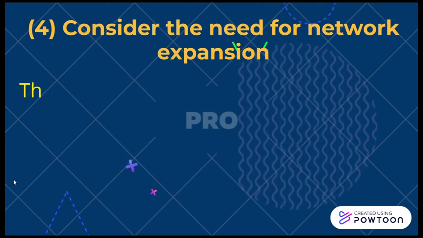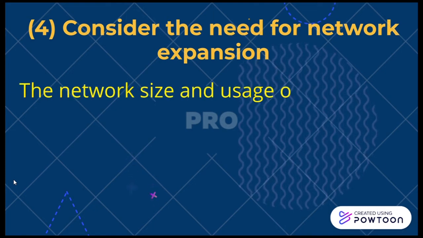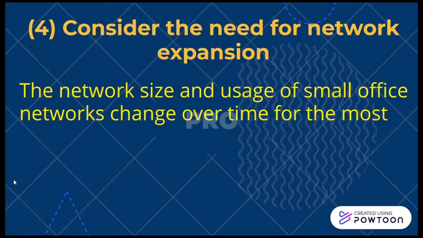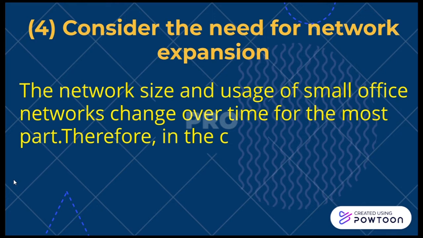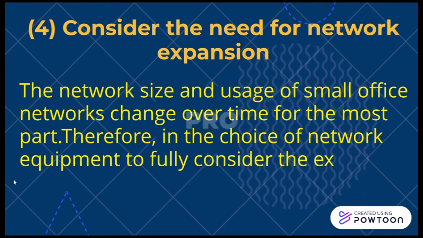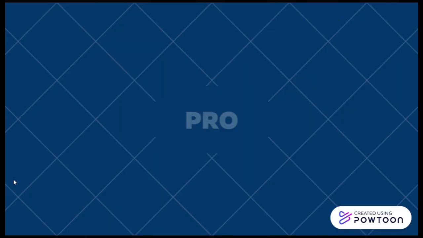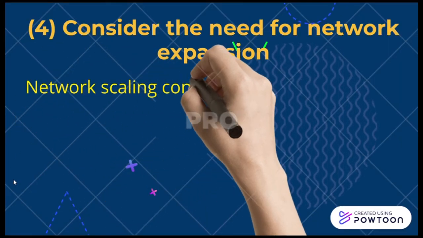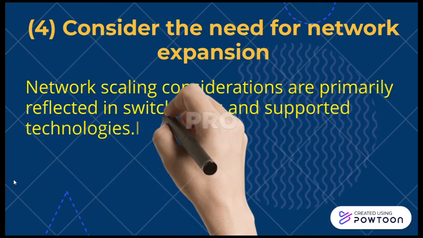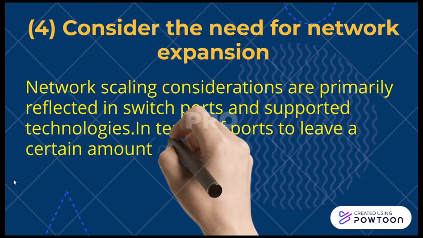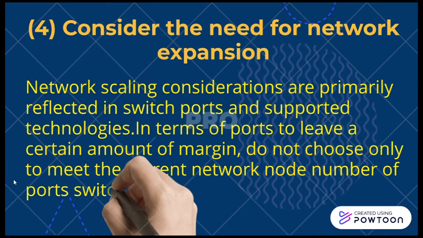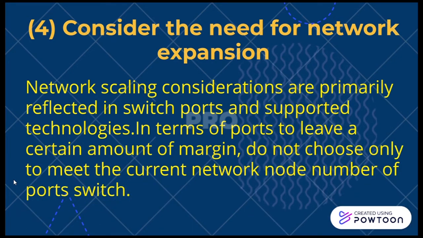Fourth, consider the needs for network expansion. The network size and usage of a small office network change over time for the most part. Therefore, in the choice of network equipment, fully consider the expansion of the network. Network scaling considerations are primarily reflected in switch ports and supported technologies. In terms of ports, leave a certain margin. Do not choose a switch with only enough ports to meet the current network.